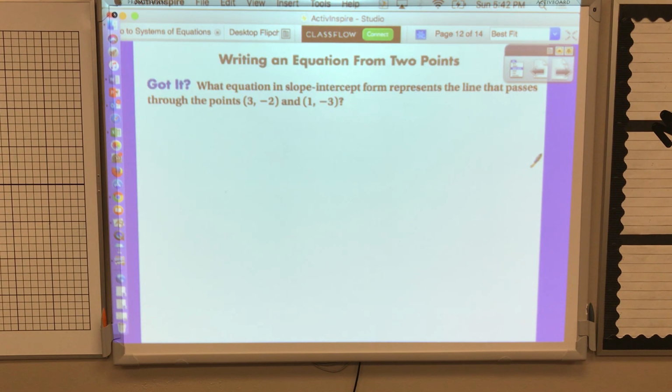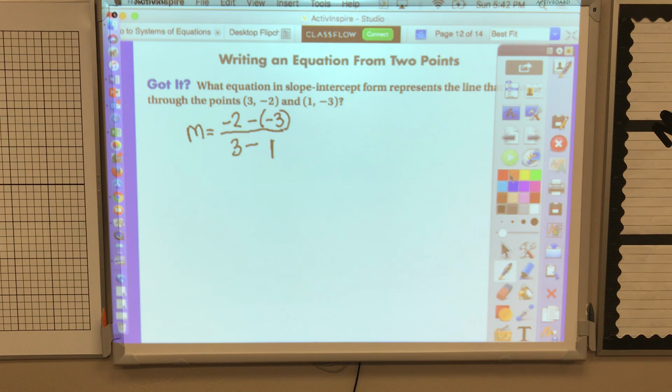So write an equation in slope-intercept form that represents a line passing through the points (3, -2) and (1, -3). My first step, just like in all the other ones, is to find my slope. Use y minus y over x minus x. First ordered pair, y is -2, x is 3, formula of subtraction. Second ordered pair, y is -3, x is 1.